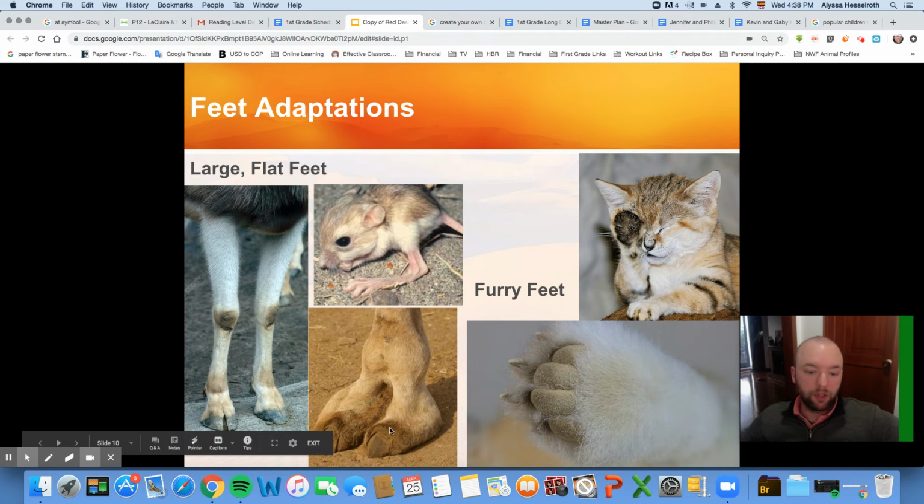So these large camel feet and these very large mouse feet compared to its body, and these very large and flat hooves prevent them from sinking into the sand.